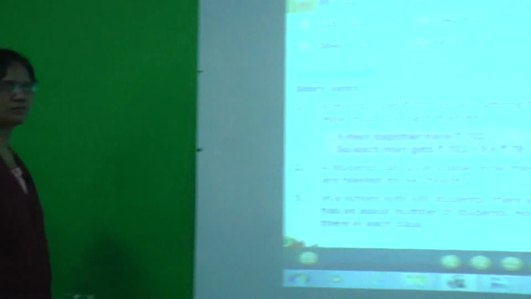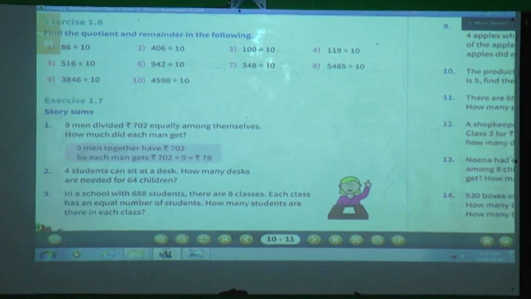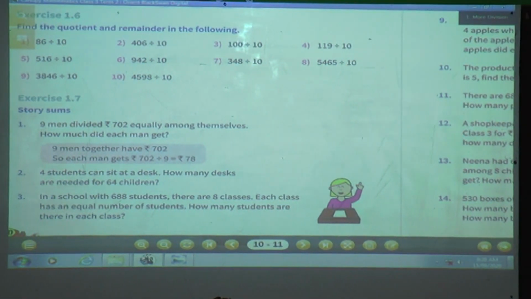Dear students, in our last session we have completed exercise 1.6. Now today we are going to see the last exercise of this lesson, that is exercise 1.7. So open your textbook, page number 10. Look at the board here. Exercise 1.7, story sums. First story sum we will see.